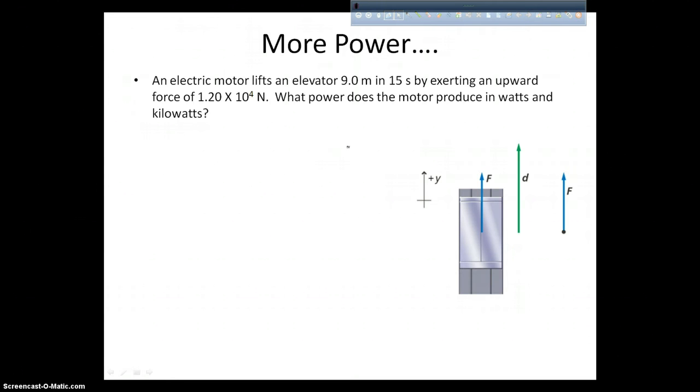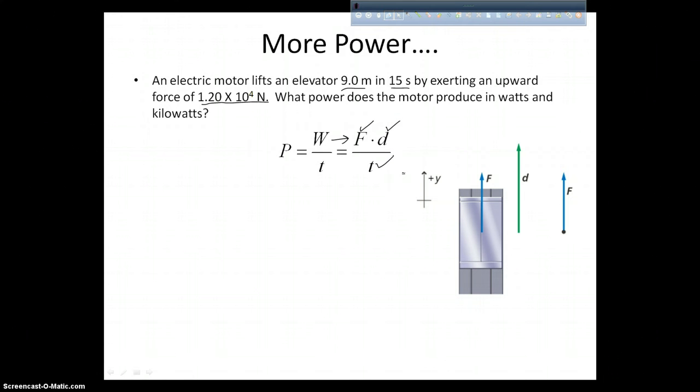Here's a tougher one. Pause the video and see what you get here. So we have an electric motor that's lifting an elevator, and the elevator goes 9 meters. It takes 15 seconds for that to happen, and the elevator exerts an upward force of 1.2 times 10 to the 4th newtons. So we want to know the power that happens. In order to get that, we know that power is work divided by time, but this problem doesn't give us work, so we have to transfer that to force times distance divided by time. And they gave us a force, they gave us a distance, and they also gave us a time.